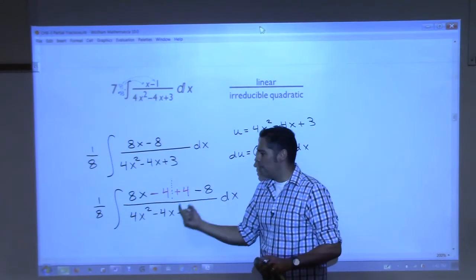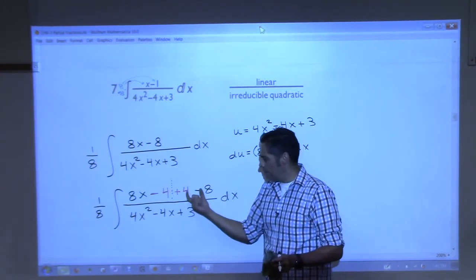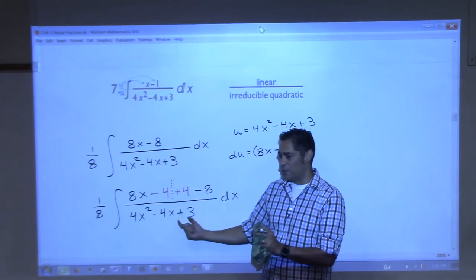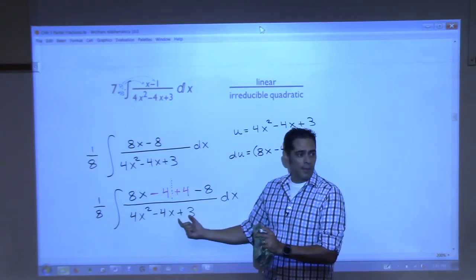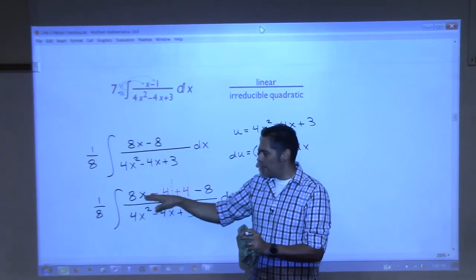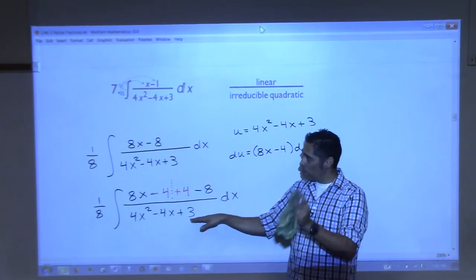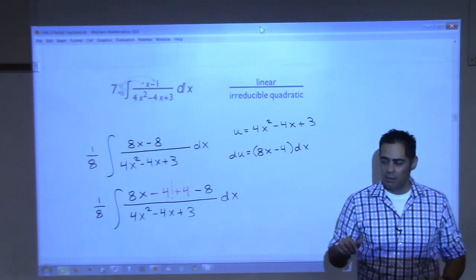I have this over this, but what's okay with that? This over this is a constant over a quadratic that's irreducible. And then, yeah, we're going to split it up. And this one over here I can handle because I designed it to be handled. This one over here is the previous example, and we're going to have to complete the square on the bottom to do that one. Okay?